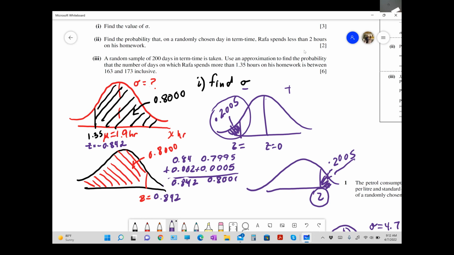But if I take 1 minus this, it's 0.7995. And what's 0.7995? 0.84. So then this one has to be negative 0.84. Does that make sense? Yeah. So it depends on the situation. Are we clear with that? I'm trying my best.